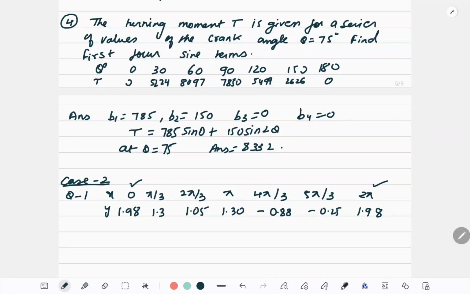Don't get scared when you see this pi. 0 is 0, pi by 3 is nothing but 60 degree. Okay, like this you can add up till 360. Now as I said, 0 and 2 pi, that is 0 and 360 both should not come together. So one you have to eliminate, either the last one or the first one you should eliminate. Okay, so you can eliminate anyone. So here let us eliminate this one.